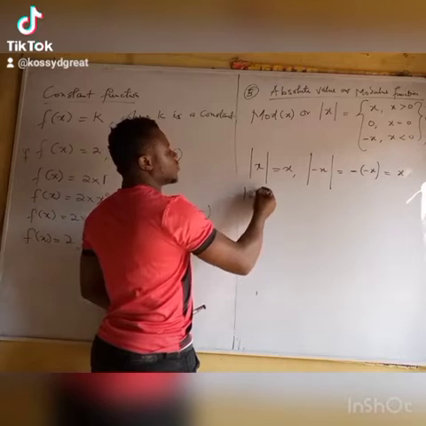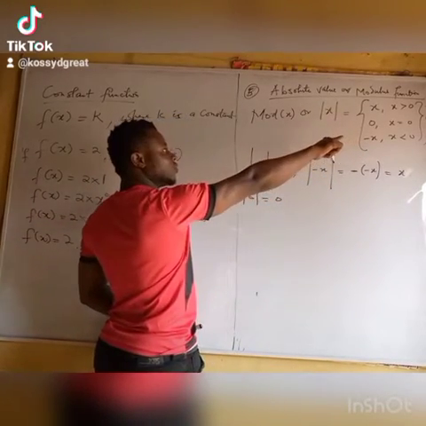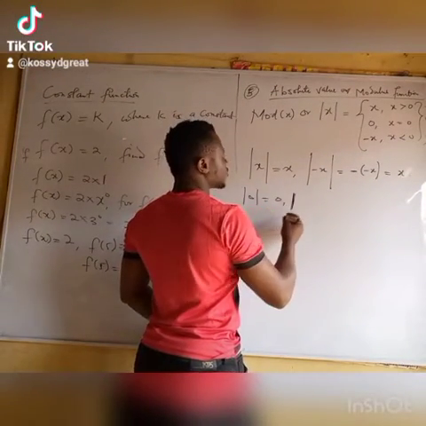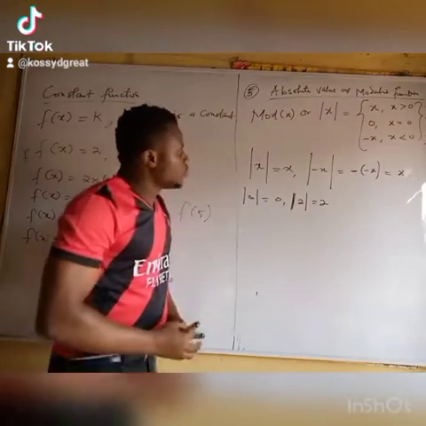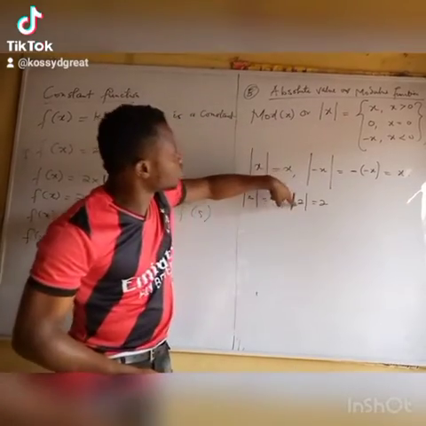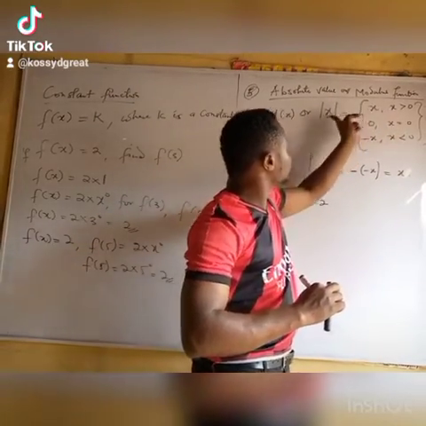The absolute value of 0 is equal to 0, because the condition is it is 0 when x is equal to 0. The absolute value of 2 is equal to 2, because our x here is 2. Look at it, our x is 2. So when x is bigger than 0, the answer remains x.